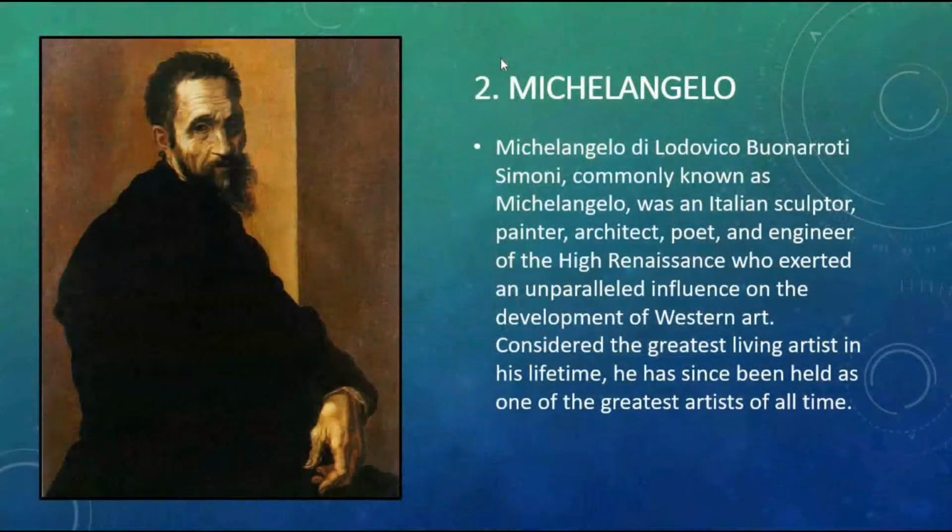The next one, we have Michelangelo. His full name is Michelangelo di Lodovico Buonarroti Simoni, commonly known as Michelangelo. He was an Italian sculptor, painter, architect, poet, and engineer of the High Renaissance who exerted an unparalleled influence on the development of Western art, considered the greatest living artist in his lifetime. He has since been held as one of the greatest artists of all time.